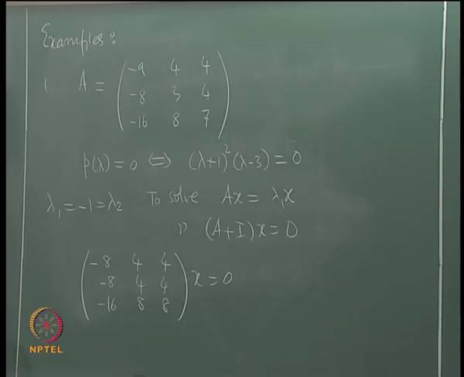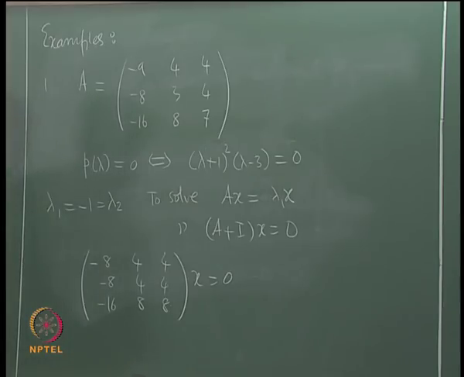The row reduced echelon form of this matrix will have only one non-zero row, two zero rows. The first row is minus 2, 1, 1. Or if you want, you can say it is 1, minus 1 by 2, minus 1 by 2. In any case, the rank of this matrix is 1, because the second and third rows are just multiples of the first row. So the nullity is 2. So the null space has dimension 2, and there are 2 independent solutions of this equation.